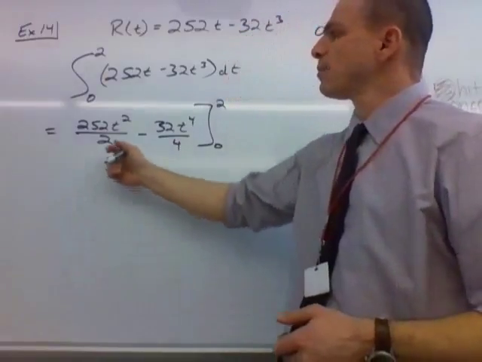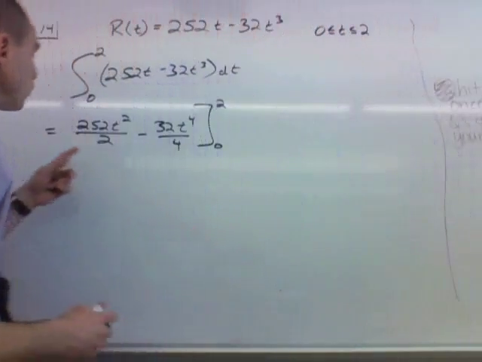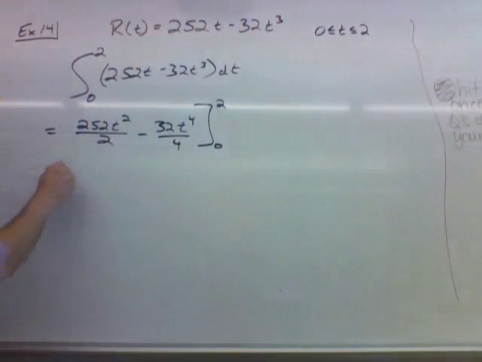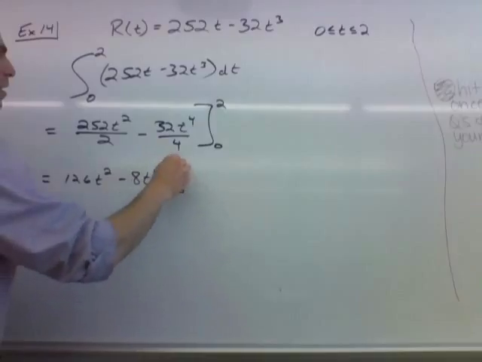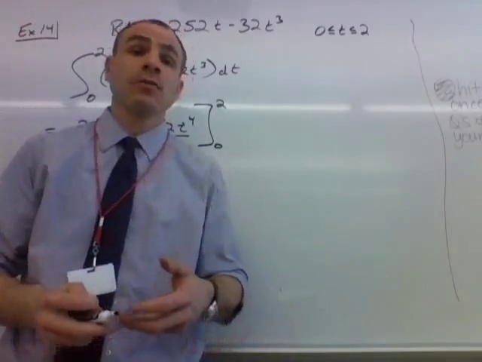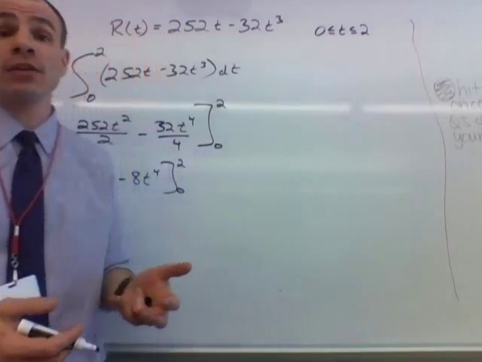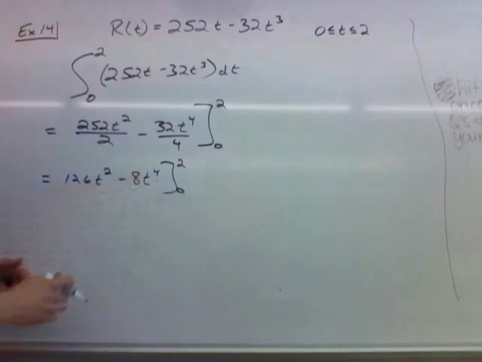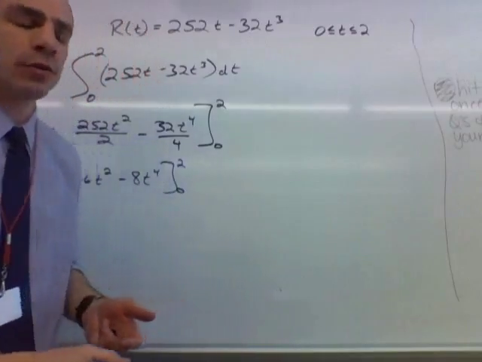All right, if we want to simplify this a little bit just to make the numbers a little easier, we can certainly do that. We know that 252 divided by 2 is going to be 126. So we have 126t squared, and 4 goes into 32 8 times, so that's 8t to the 4th. All right, so we're going to plug the 2 in first and the 0 in second, because we know it's always top minus bottom. And in fact, plugging in the 0 is quite nice, because when we do plug in 0 here and here, we're going to get 0. So ultimately, we're just looking to plug in the 2 at this point.